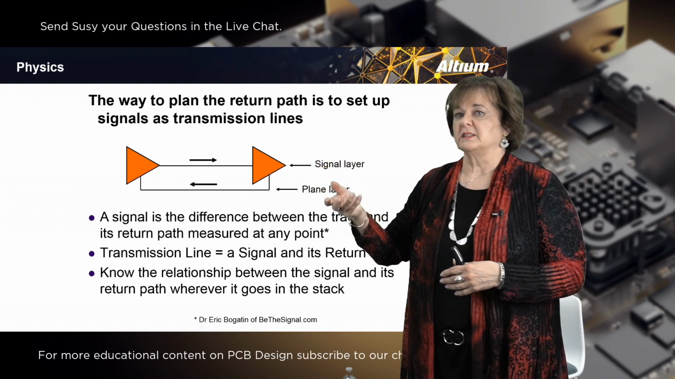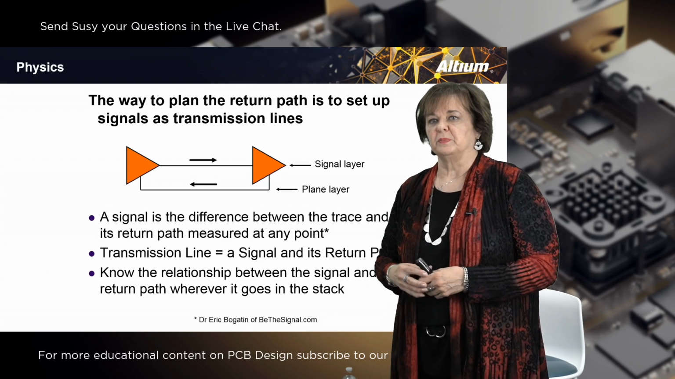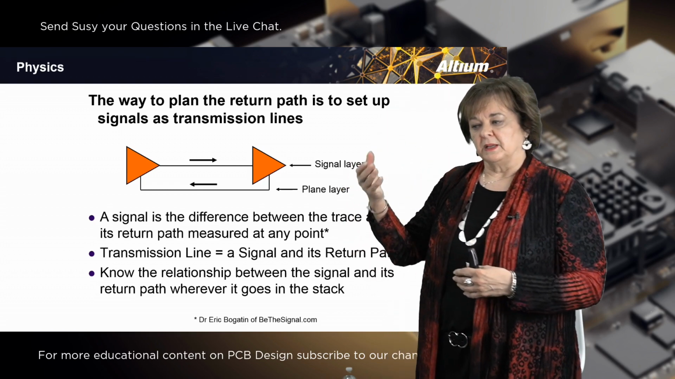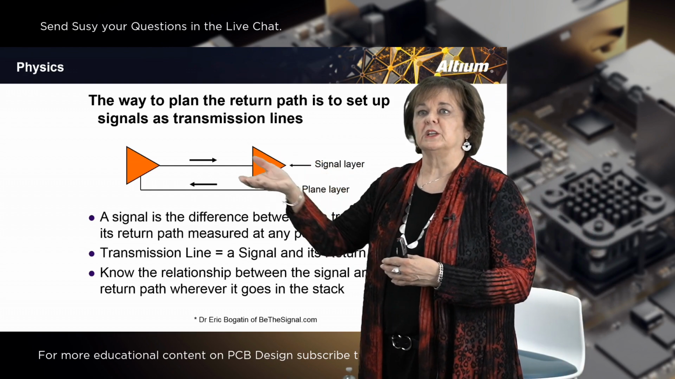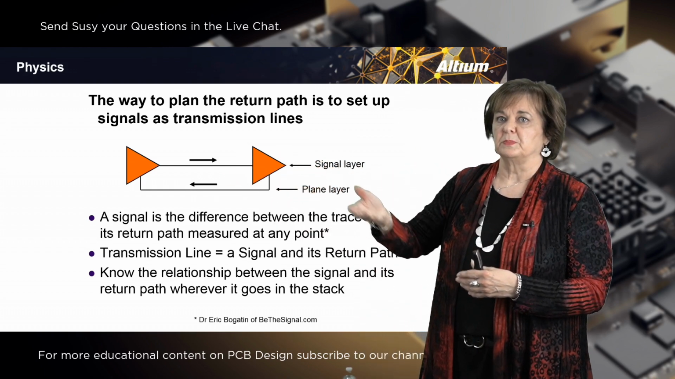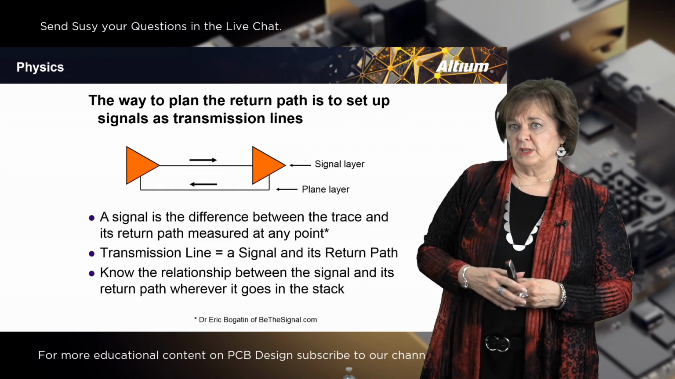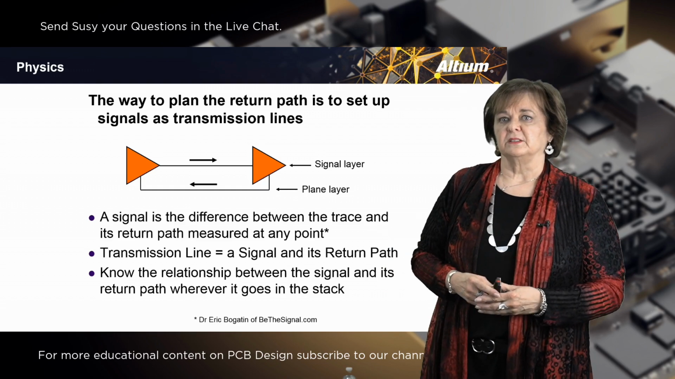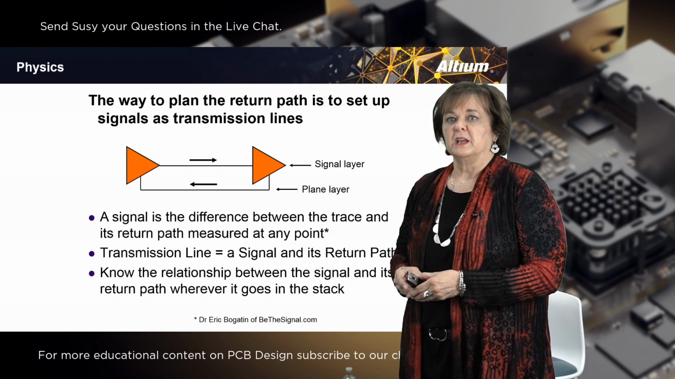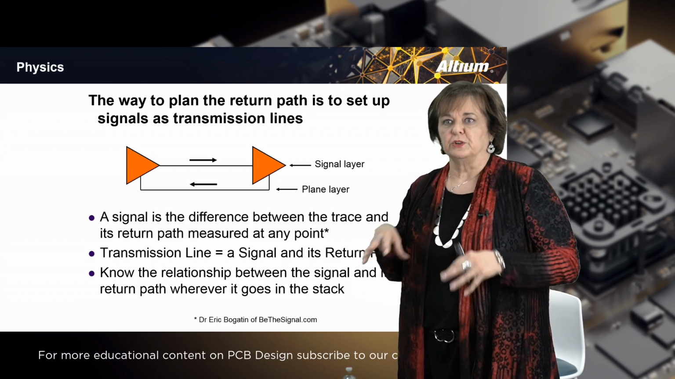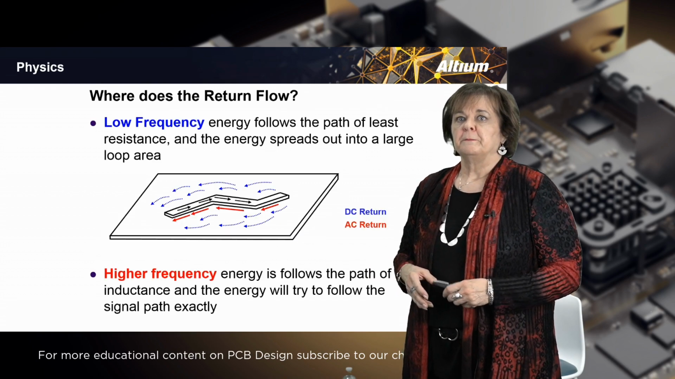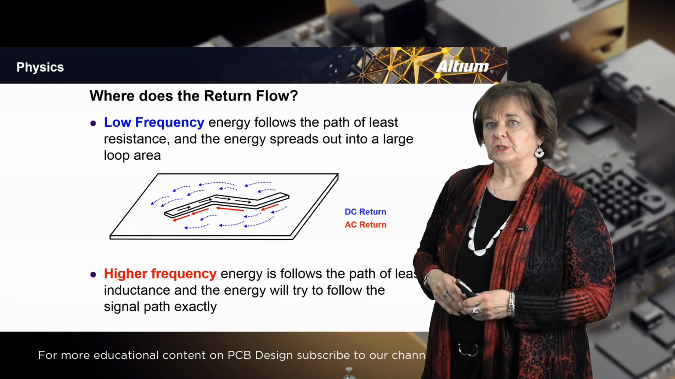Now it's coming back constantly, and I'm skipping ahead of my slides here, but it's not just a one-time thing. So you understand that you're giving it a good path by putting a plane close by. The transmission line, that is the single signal and its return path. So you need to know the relationship between the signal and its return path wherever you're taking it through the board. Where does the return flow?